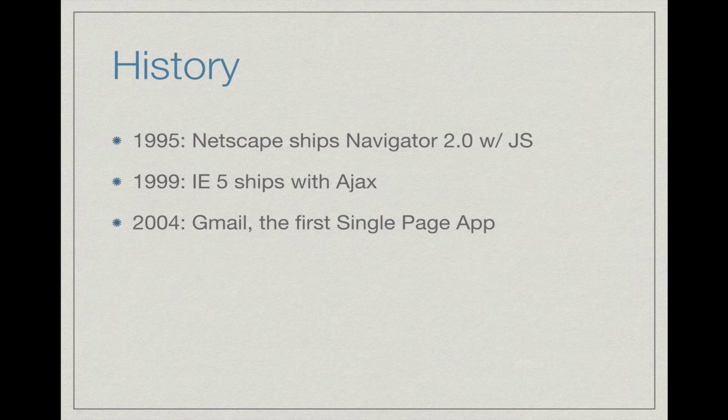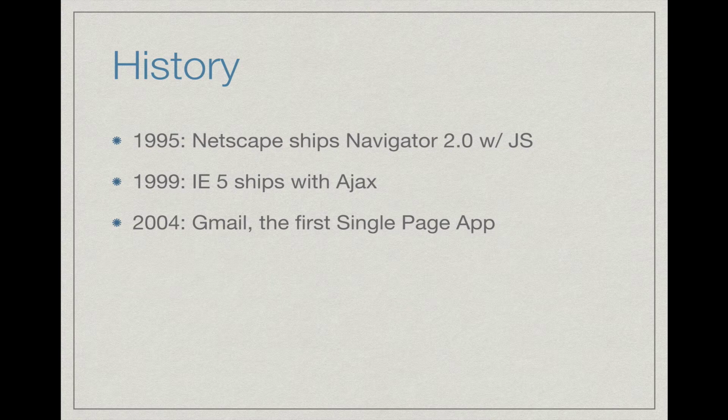5 years later, this bears fruit with Gmail. Google ships the first single-page app, Gmail. There's a reason why Gmail is often cited as the canonical single-page app. It's because it quite literally is. We are building Gmail class applications whenever we're building a single-page app.